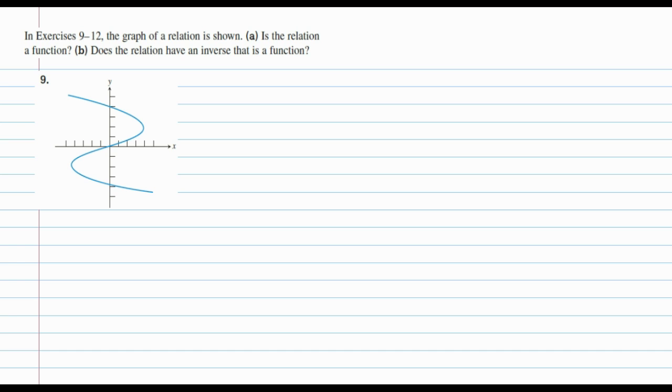The now try problem is number 9. The graph of the relation is shown. A, is the relation a function? Well, let's see. Nope, it does not pass the vertical line test. Does the relation have an inverse that is a function? So I'm going to test with the horizontal line test. Actually, yeah, it passes the horizontal line test, so its inverse will be a function.